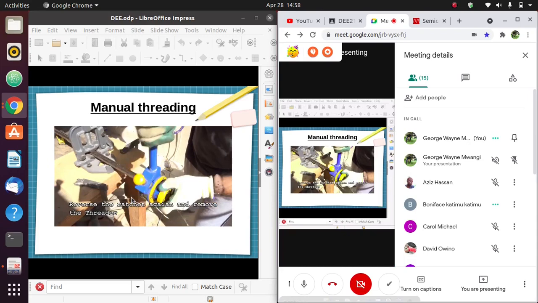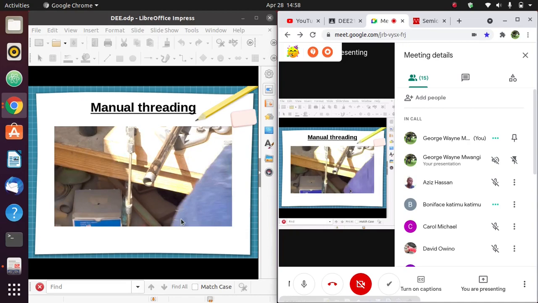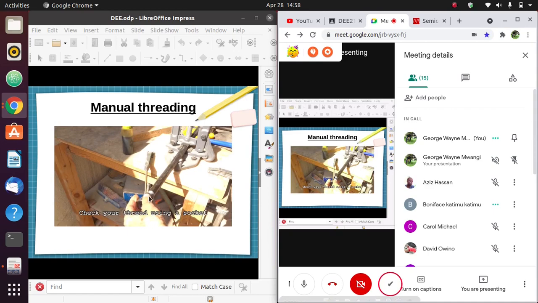But what is being made here is the external threads, zile threads ambazo tunapata nje. Now, something very important. Never use your hands kusafisha that part. Those threads are usually very sharp. So if you dare use your hands, utakatwa. And it is very painful.